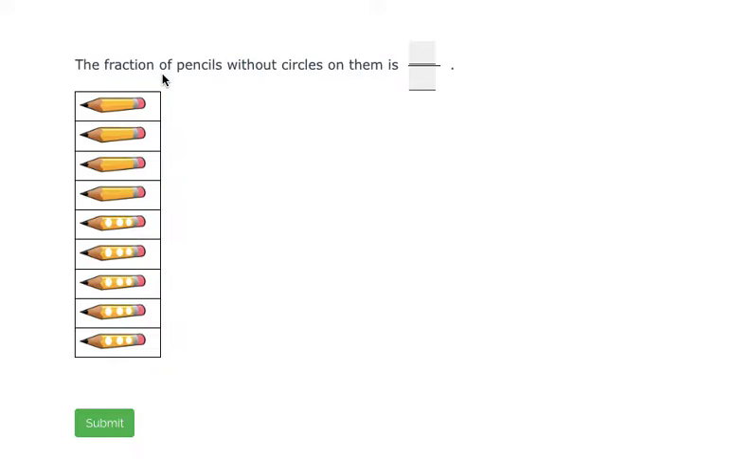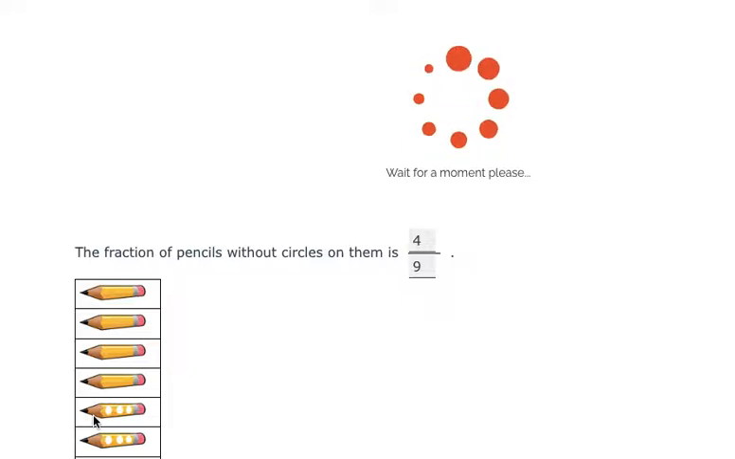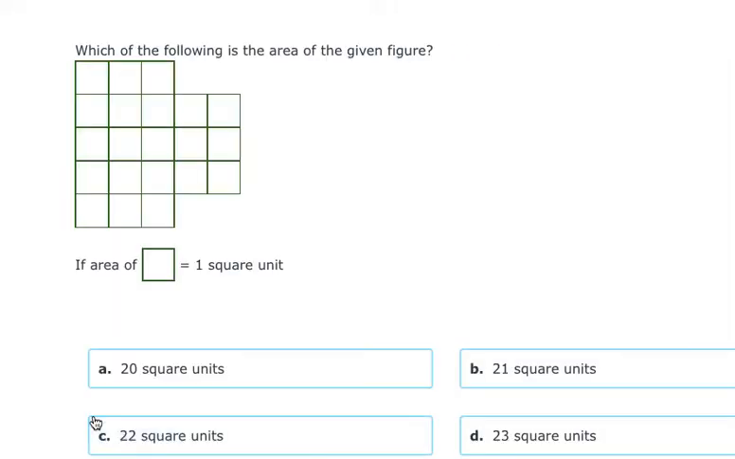So 1, 2, 3, 4, 5, 6, 7, 8, 9. The denominator is 9. Now we count these: 1, 2, 3, 4. The numerator is 4. So the fraction is 4 over 9. The denominator should always be bigger.